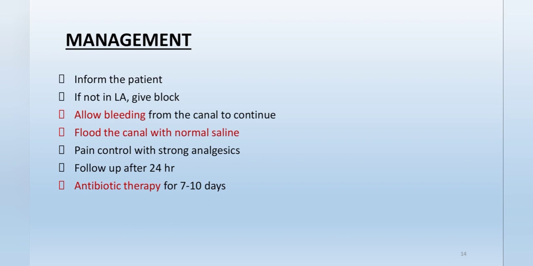You have to flood the canal with normal saline and allow bleeding from the canal to continue. In severe cases, you have to inject steroid solution and antibiotic, and apply a cold compress to the area. In mild, moderate and severe cases, you have to compress the area with cold substances. You also have to inform the patient about the seriousness of the condition. And most important is follow up. You have to follow up the patient also.